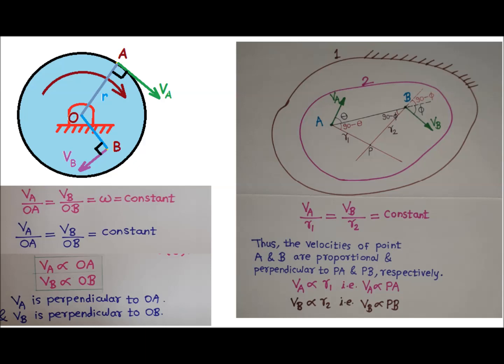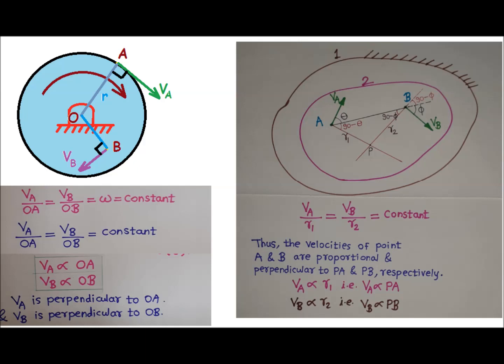Now consider circular disc case, which is already discussed in previous video. Disc is rotating about center O in clockwise direction as shown in figure. So we can write VA upon OA is equal to VB upon OB, which is equal to omega, which is equal to constant. Omega is angular velocity of the disc. So how we can write relation like this?